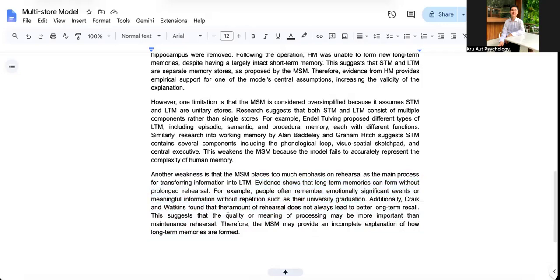If you have research, have something explained clearly. But this is the same point, so it doesn't matter that much. So I explain this suggests that the quality or meaning of processing may be more important than maintenance rehearsal. This is the idea that shows how the model is incorrect. Therefore, the multi-store model may provide an incomplete explanation of how long-term memories are formed. Right? Clear? Are there any questions?